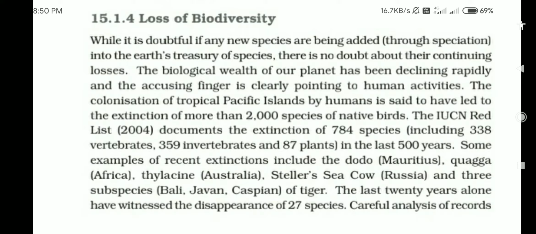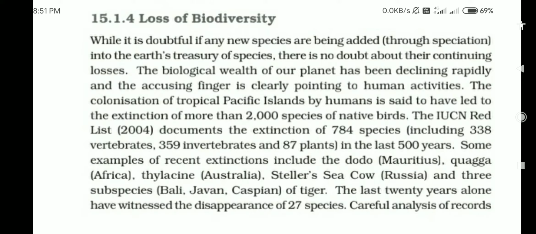So our biological wealth, the biological property of our planet, is going to decline rapidly because the loss of biodiversity is continuously increasing, due to colonizations in tropical Pacific islands. We have started making colonies, making roads, destroying the forest, and due to the colonization, a number of species of plants and animals are led to extinction.